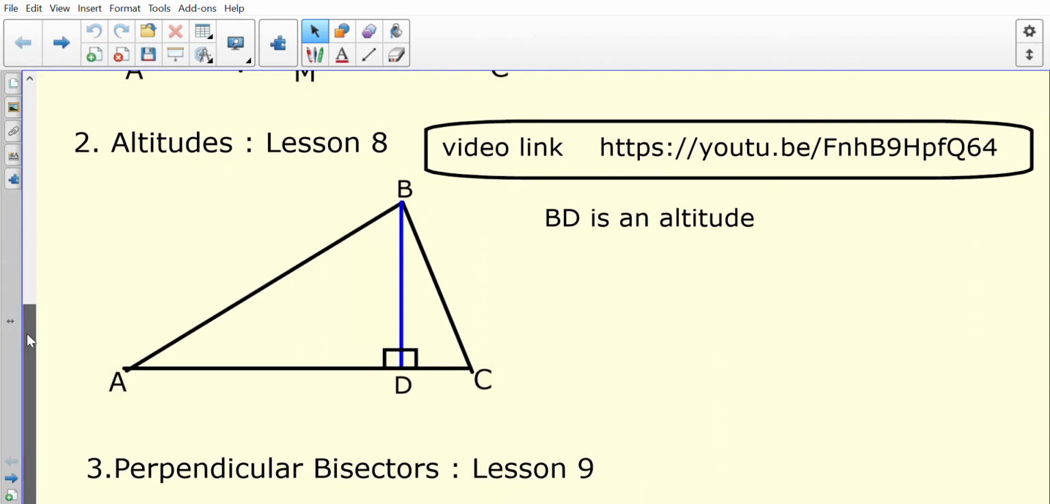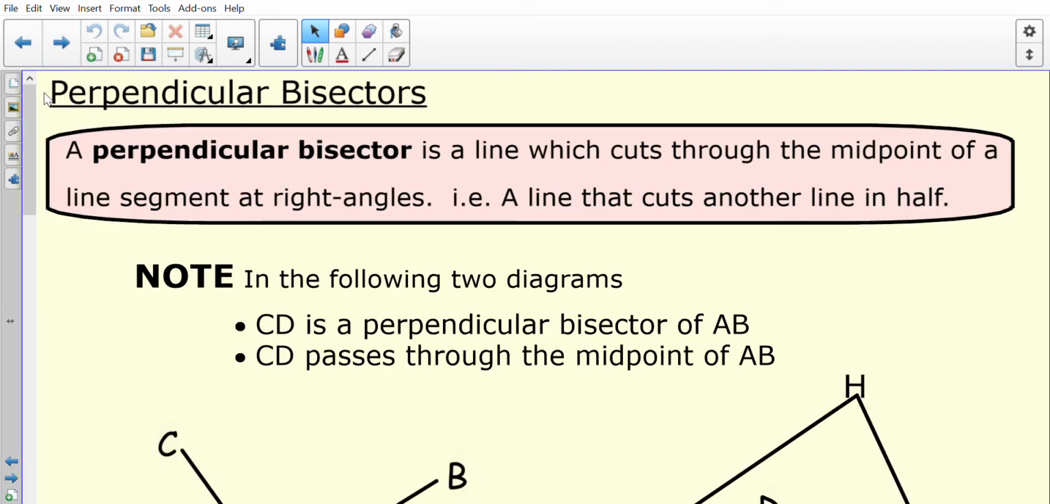And today we're going into the third and final type of special line. It's something called a perpendicular bisector, and it's a bit of a combination of both medians and altitudes. So a perpendicular bisector then is a line that cuts through the midpoint of a line segment at right angles. So you can see where the combination of the median, where it's a midpoint, and the altitude, where it's a right angle, are combined. So you've got a line that cuts another one in half.